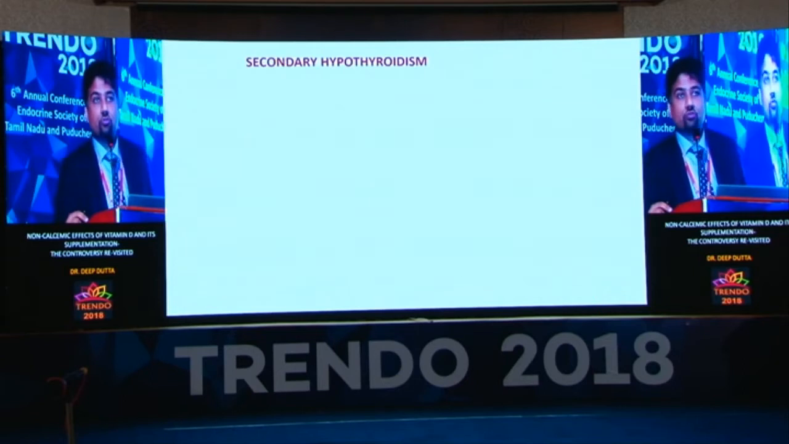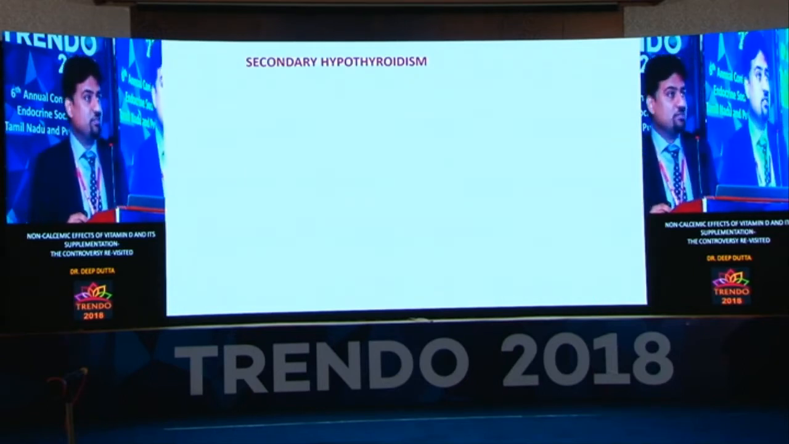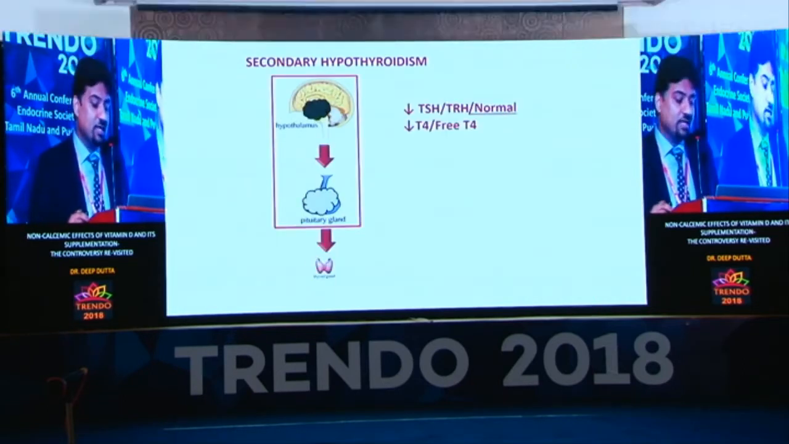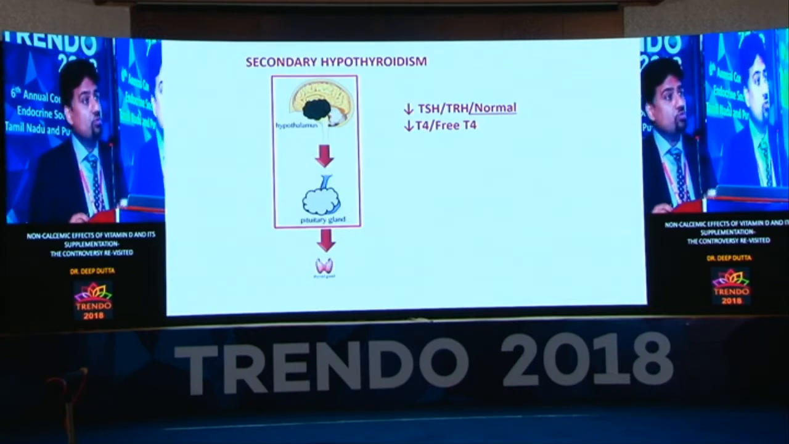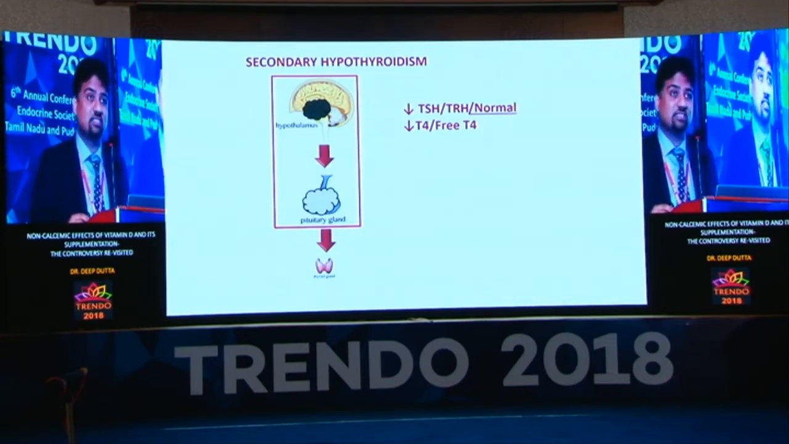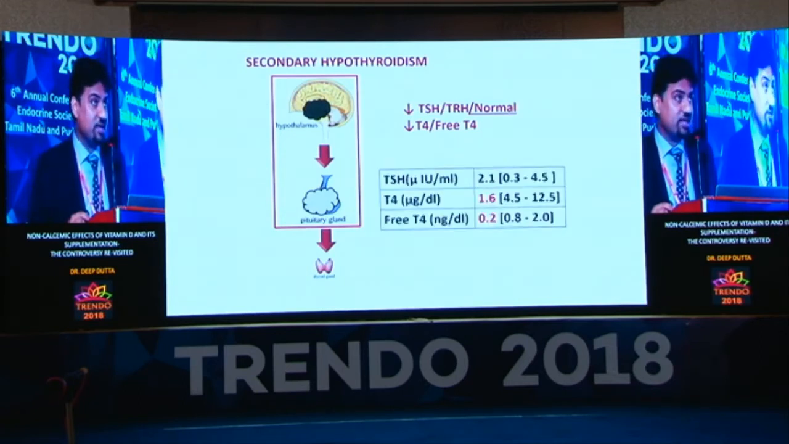It's also important to rule out thyroid dysfunction in these patients, especially hypothyroidism. And the only point that I'd like to stress here is, please don't only ask for TSH. It's important to assess T4 and free T4 in patients with secondary hypothyroidism.